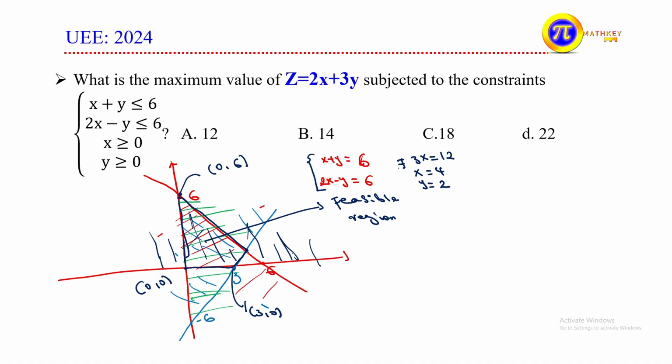So the intersection point here is 4,2. These are the 4 points. To find the maximum value for this one, you have to consider these corner points, and you have here z.